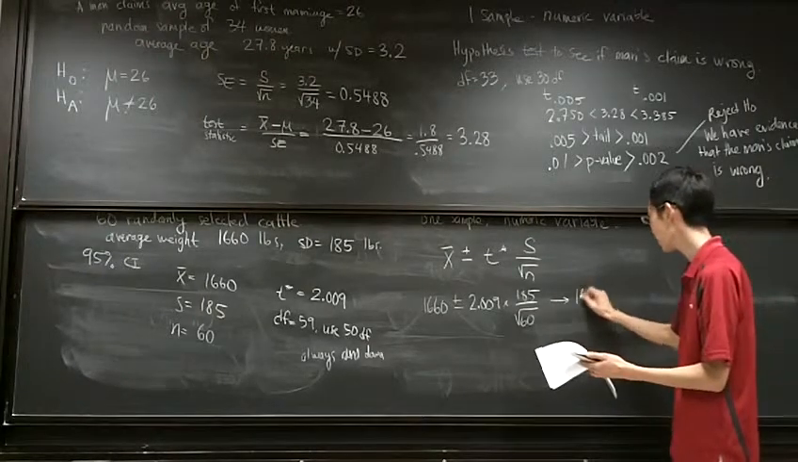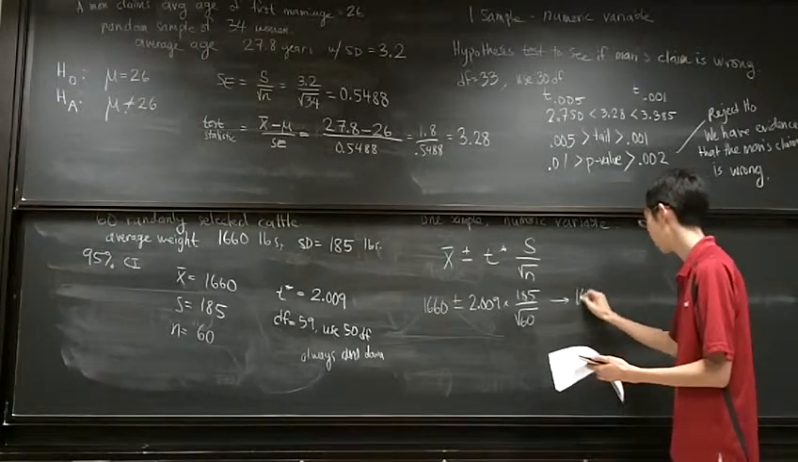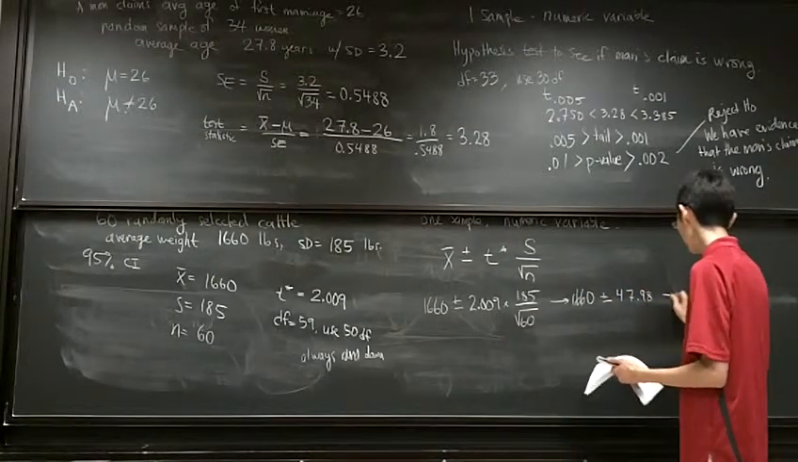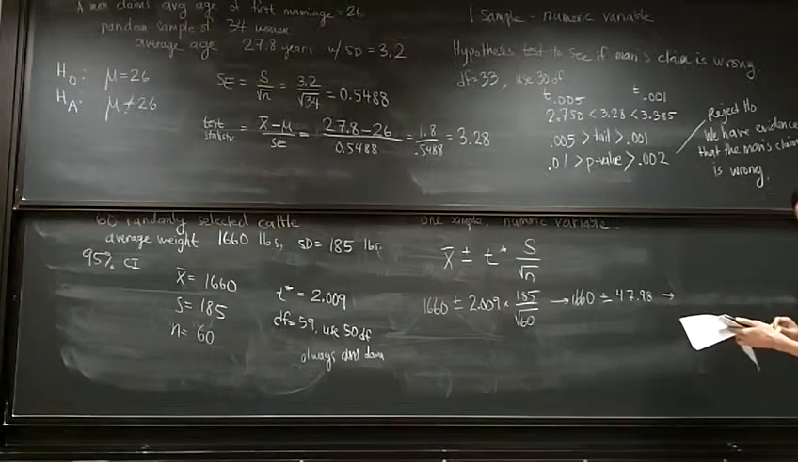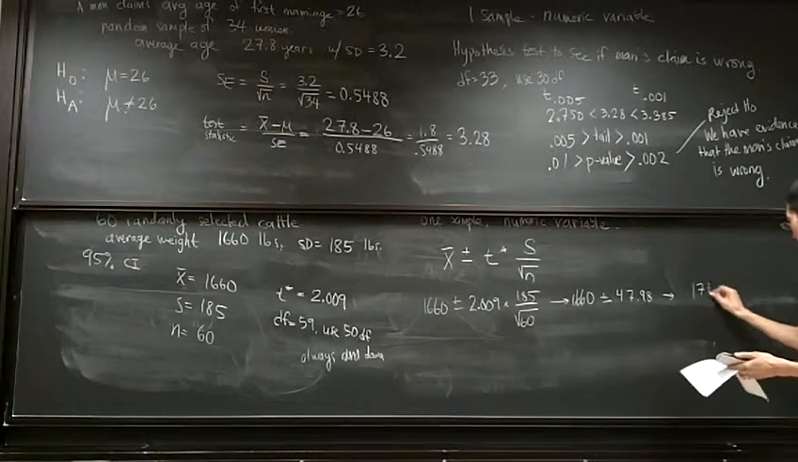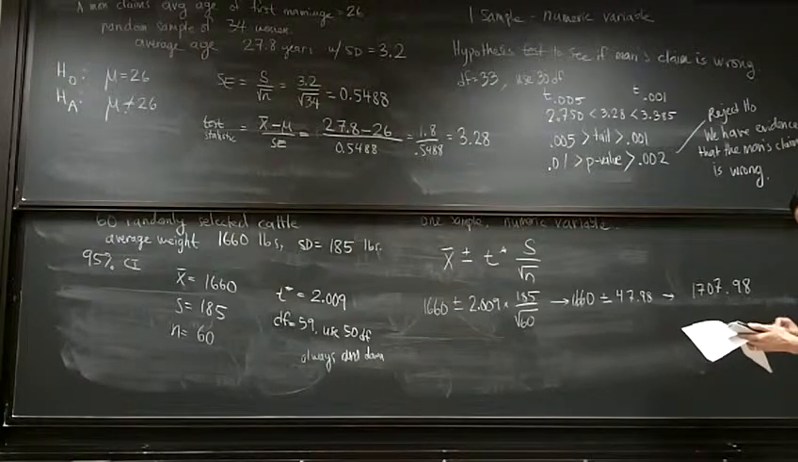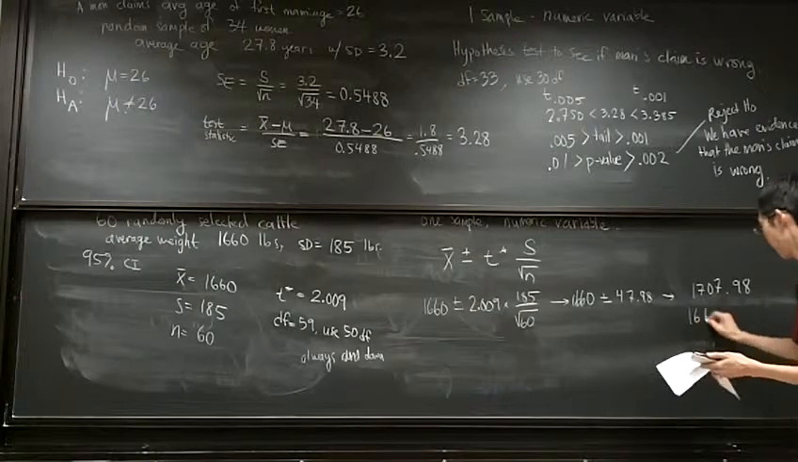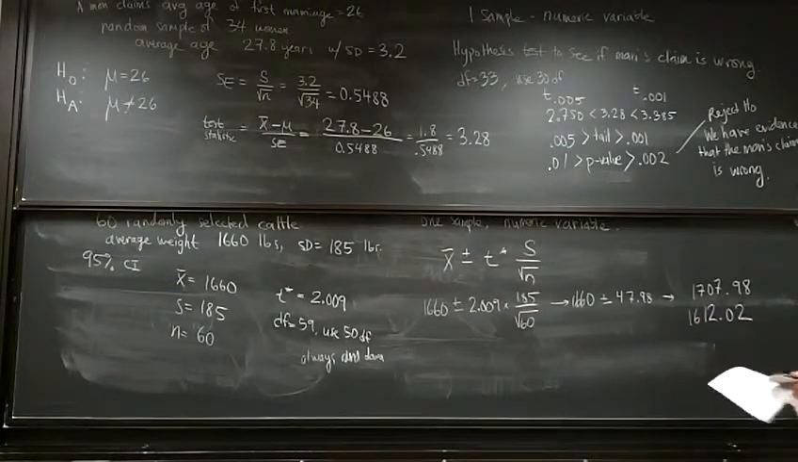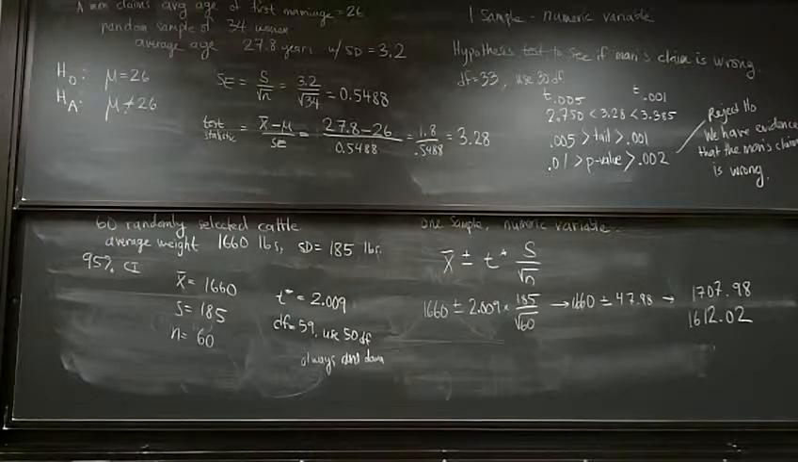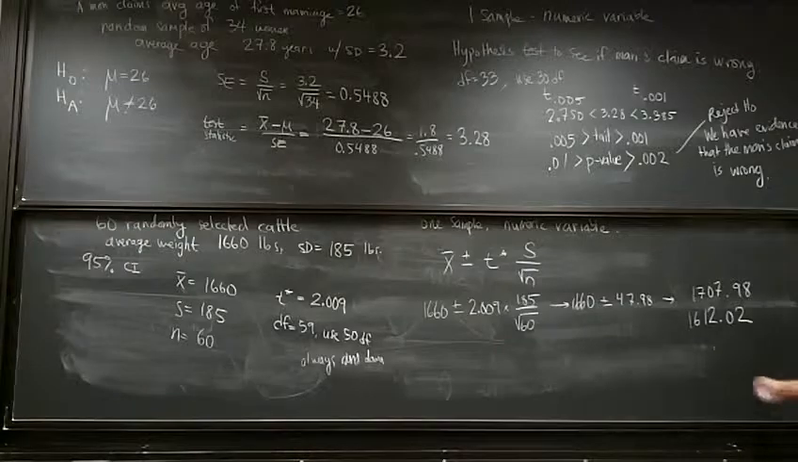Okay, so I get 1660 plus or minus 47.98. So okay, this is my confidence interval, 1612 to 1708, basically.